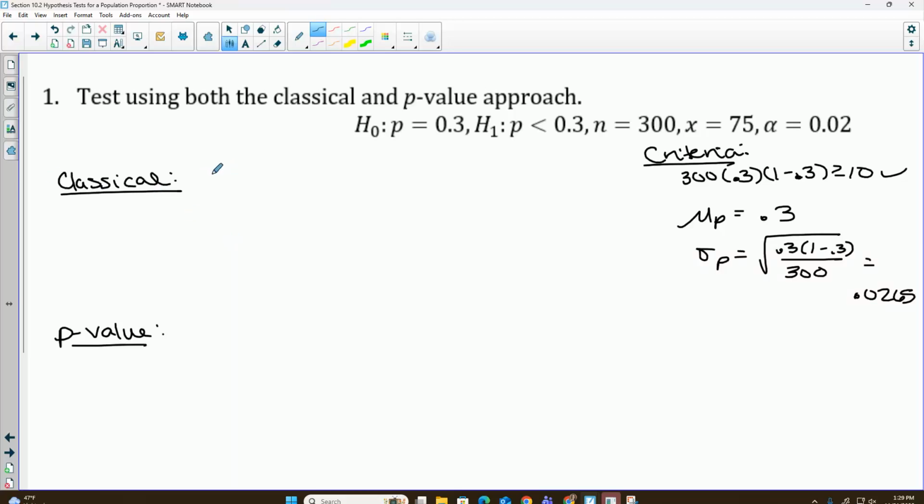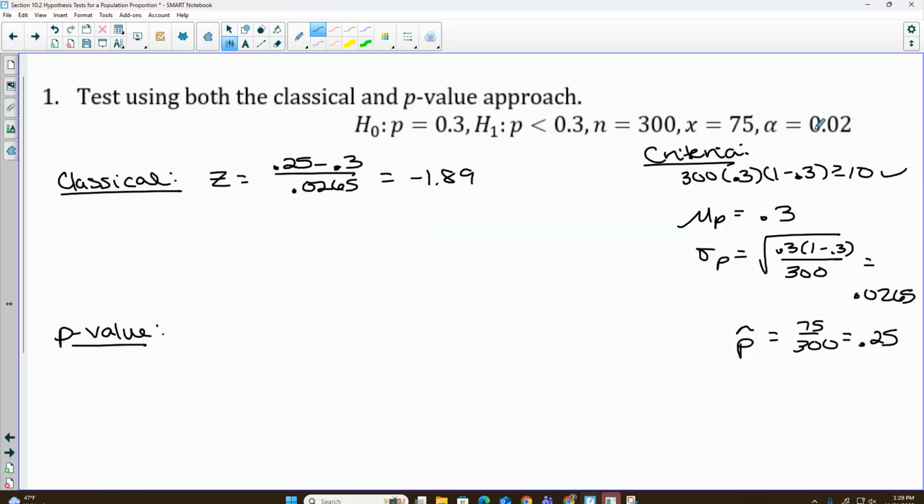All right, so if I were going to do this by the classical approach, I have to get my z-score. So our z is our value, which I guess I need, don't I? What's our p hat? 75 over 300. And what's that turn into? 0.25. So our value minus the mean, 0.3, divided by the standard deviation, 0.0265. If I do that, we get negative 1.89.